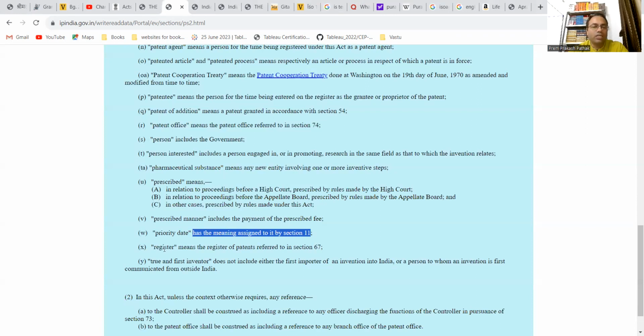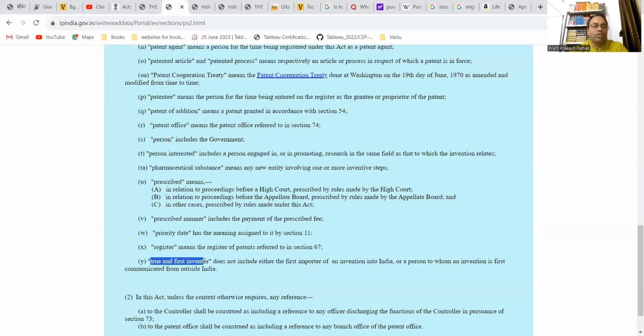And the register. Register means the register of patents referred to in section 67. So now you can see that it is very important that we remember all the sections and what they mean. And this will help in understanding and reading all the sections in the subsequent part.